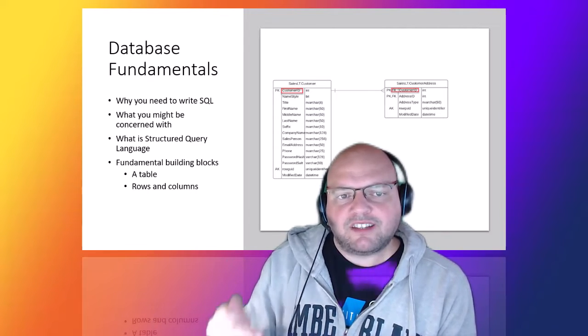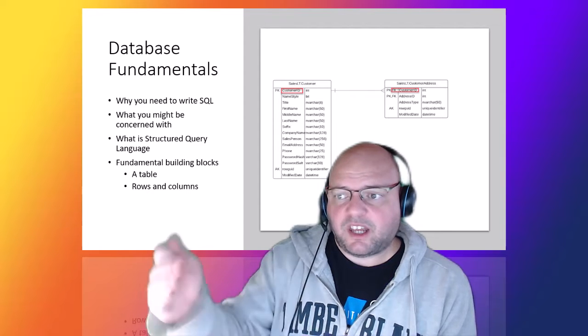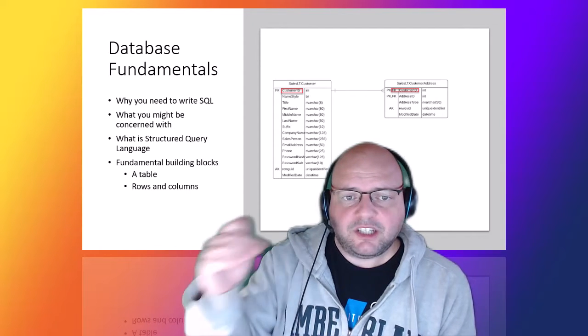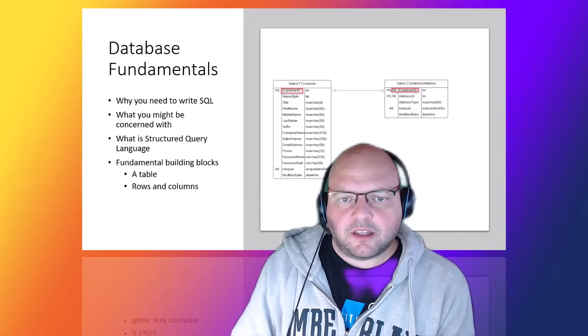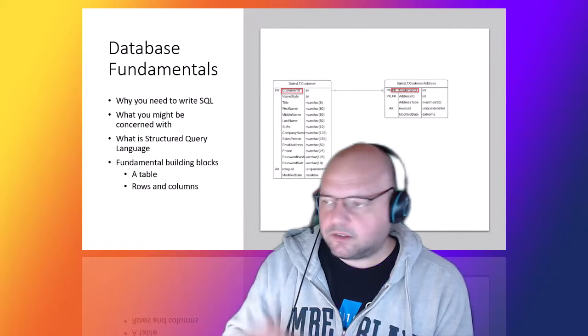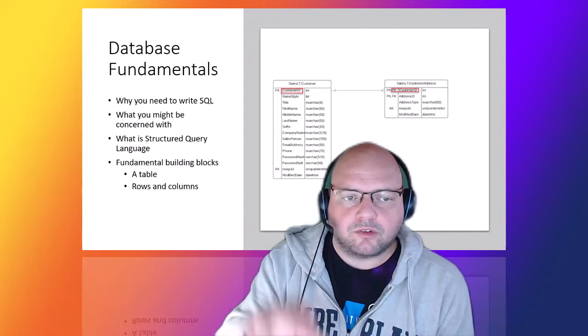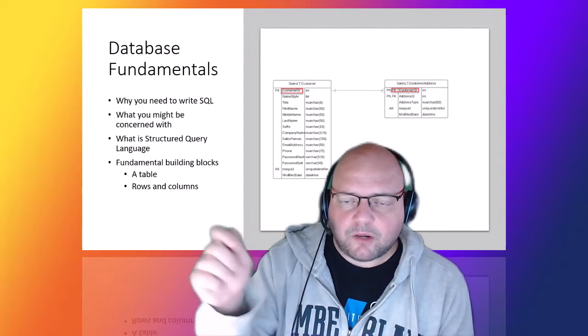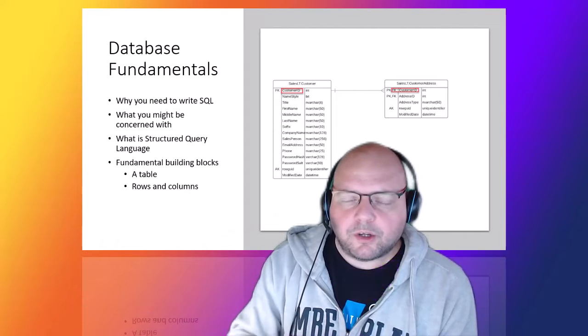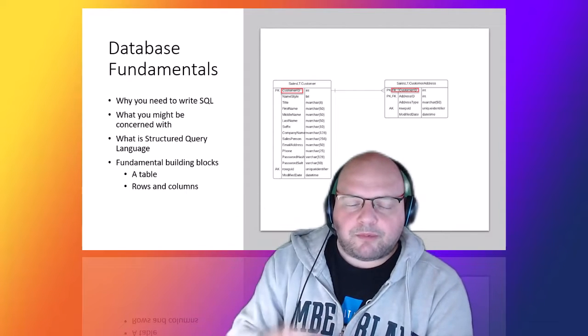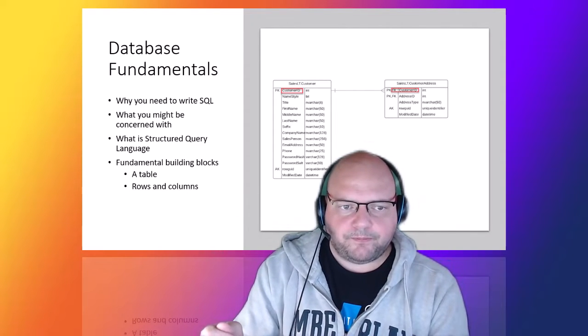Rows are going to represent an instance of that entity. So, using the customer table as an example, each row is a different customer that's part of our business. Right? So hopefully we're all good so far. We've got a table made up of columns and rows. Columns represent the different pieces of information on a particular entity. The rows represent an instance of that entity.